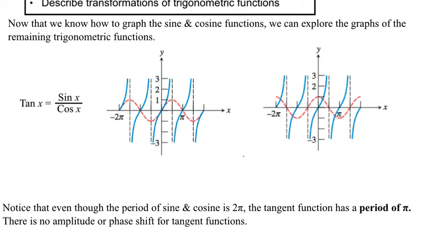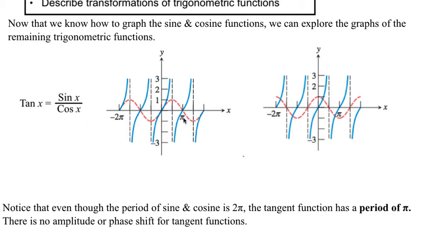So we've talked pretty extensively about how to graph the sine and cosine functions and their transformations. So in this lesson, we're going to start out with the tangent function and explore its graph and graph transformations of that function. And the tangent function is defined as the sine over the cosine. That's the basic definition of the tangent function.